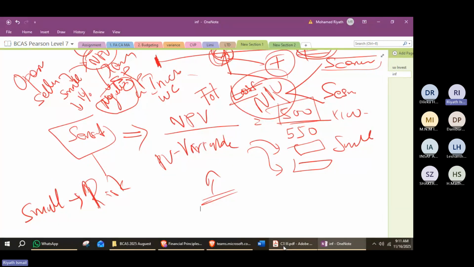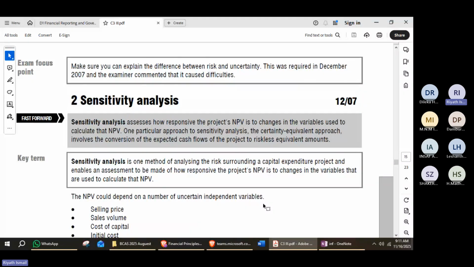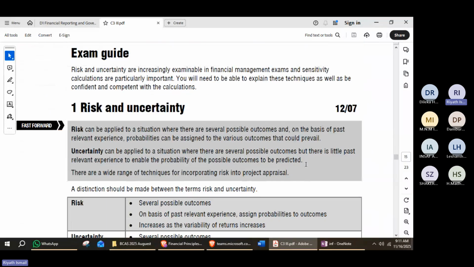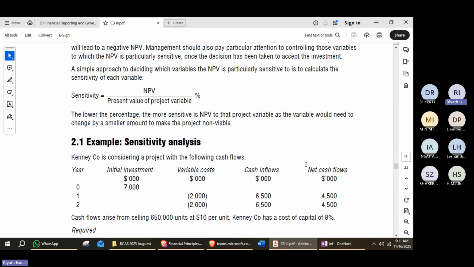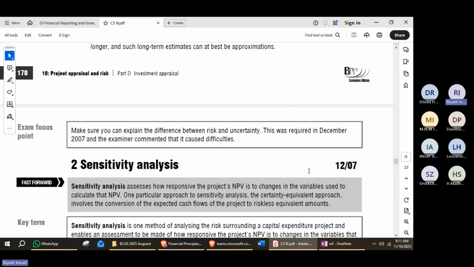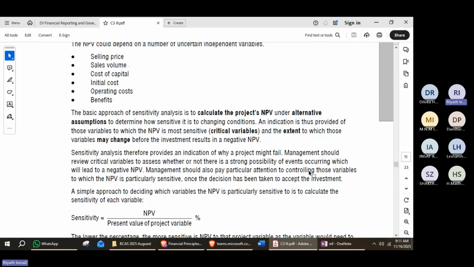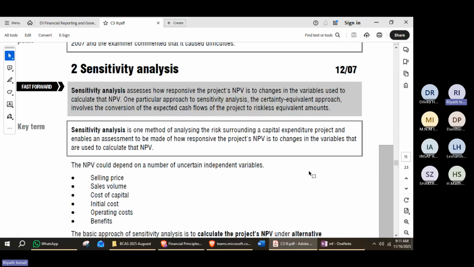in the handout. I have shared a handout, right? C333, the second section, page number 15. You can find sensitivity analysis. Before that, you can find some sort of risk and uncertainty. You can read and understand. That's very straightforward, but this is critical. In the NPV analysis, it's critical.